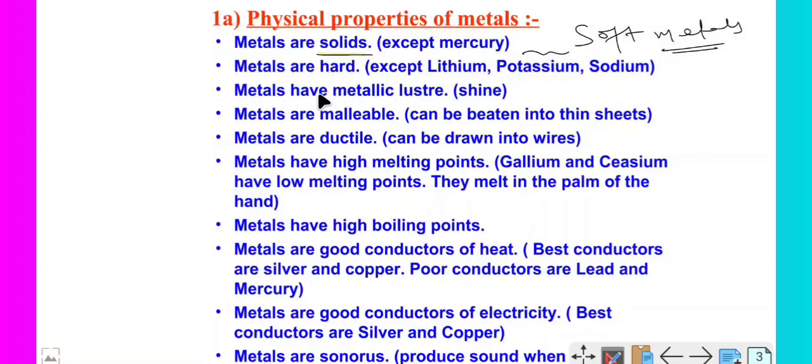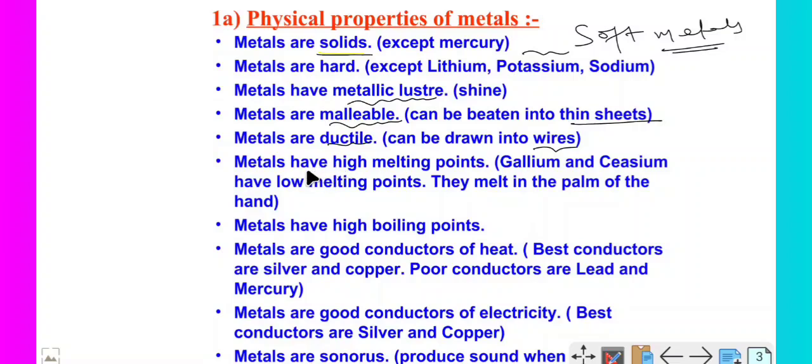Next one, metallic luster. Metals have that shining property, which we call lustrous property. That means all metals are lustrous. Next, metals are malleable. Malleable means metals can be beaten down into thin sheets. Next, metals are ductile. All metals can be drawn into thin wires.